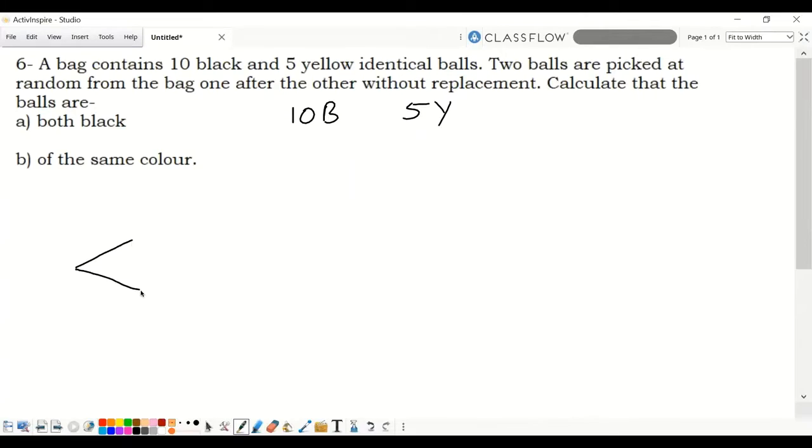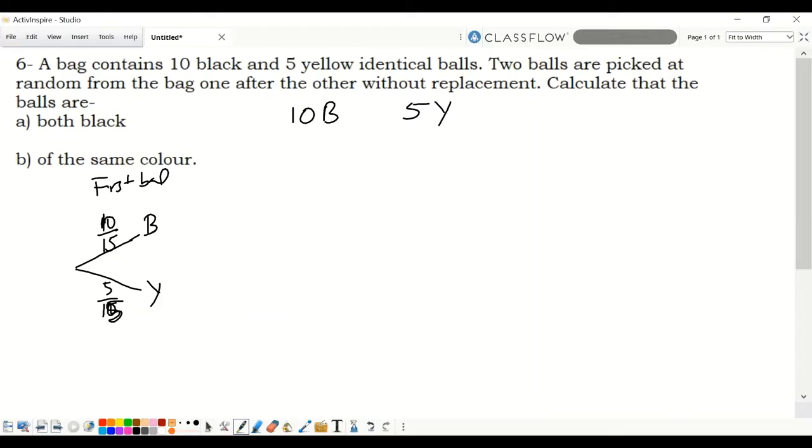So if I pick the first ball, it will be either black or yellow, right? So now, what is the probability that the ball will be black? There are a total of 15 balls and 10 are black, so 10 over 15. What is the probability to be yellow? 5 over 15. Always make sure that the sum of the 2 branches is equal to 1.